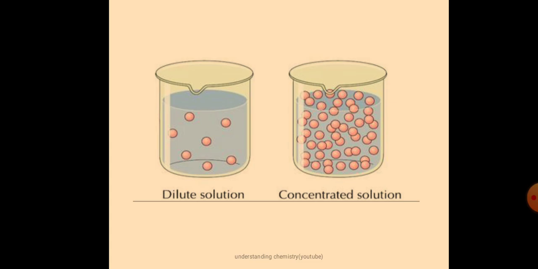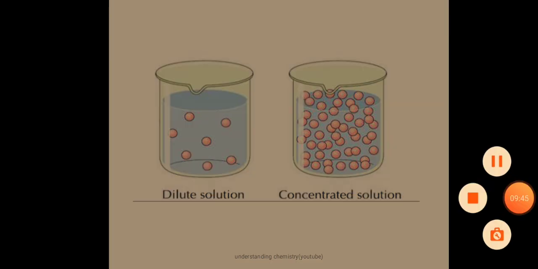You can see in the picture here there are 2 beakers of the same size, and the same amount of solvent is present, shown in blue color, so you can clearly make out, and the ball-like structures are the solute. In the dilute solution you can see the solute is less, whereas in the concentrated solution the solute is more. So this gives us a clear understanding of the dilute and the concentrated solution.